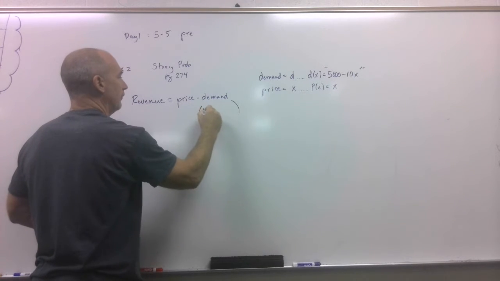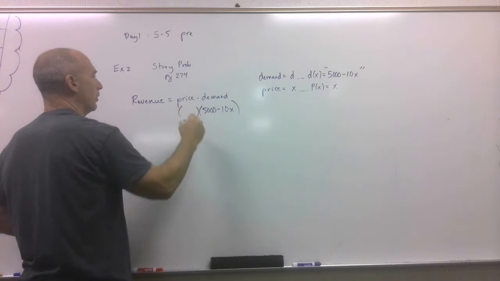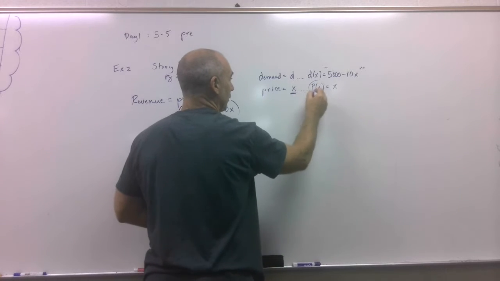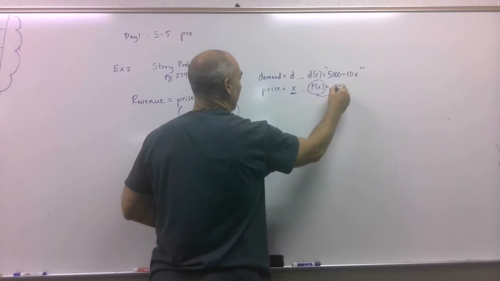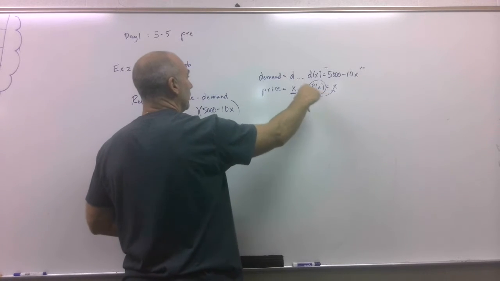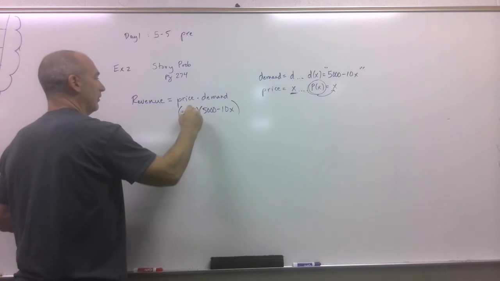5,000 minus 10x. And we know the price is set at X. Fancy, you could say the price is X. Okay, so that's super complicated to think of it that way. We're just saying let the price be X. So the price is X.